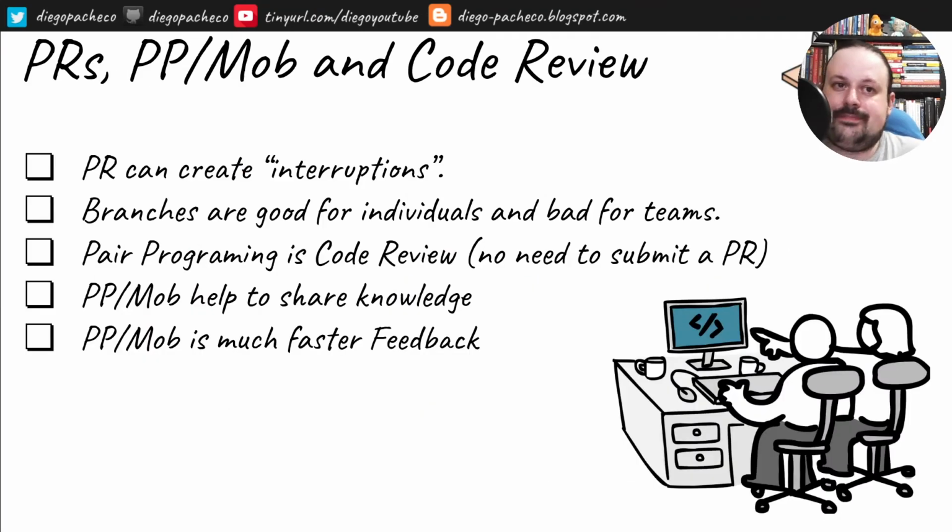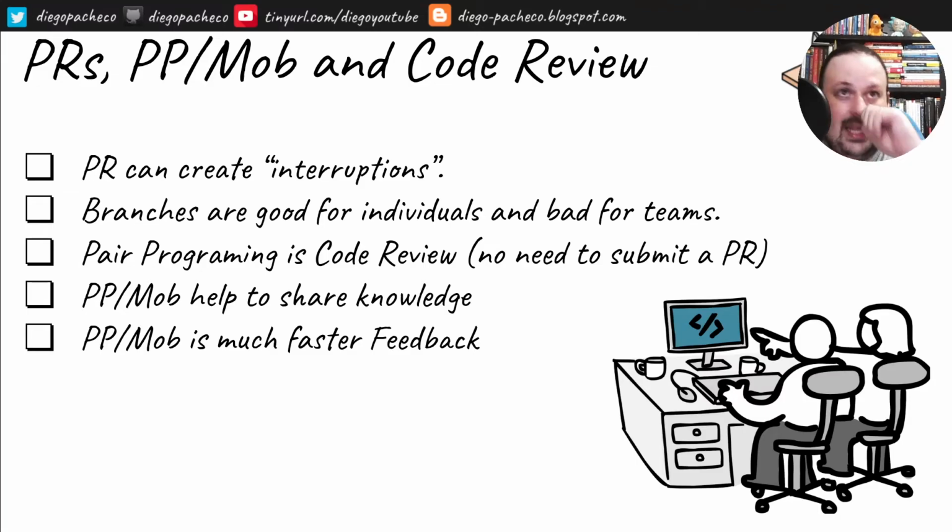So now, if you think about PRs, pair programming, mob programming, code review, we need to understand that PRs can create interruptions, because you are working on something, and you need to stop what you're doing to deal with the PR, all right? Branches are really good for individuals, but they're not that good for teams because of the interruptions and because they're not really CI. You're not doing continuous integration if you're doing branches, right?